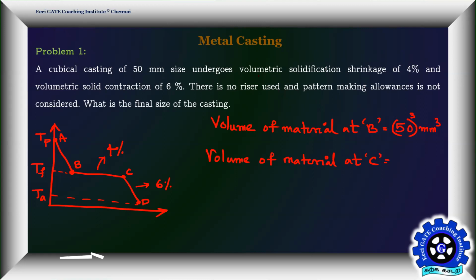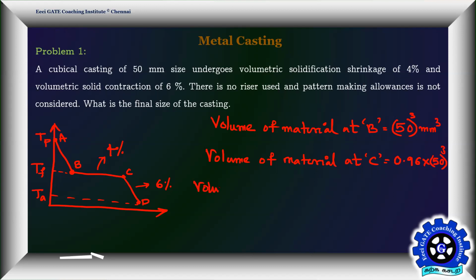Volumetric shrinkage only, right? Everything is volumetric, so we have to take the percentage on volume. At C, 4% is 4%, so it will be 96%. So it is 0.96, right? Can I write that? 0.96 into 50 cube. Can I do that? Right or wrong? Yes, sir.